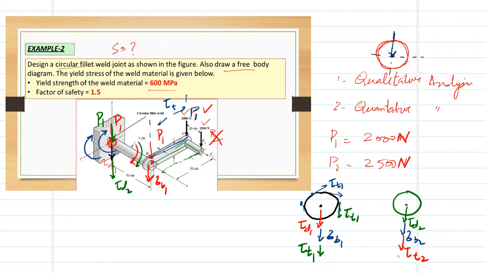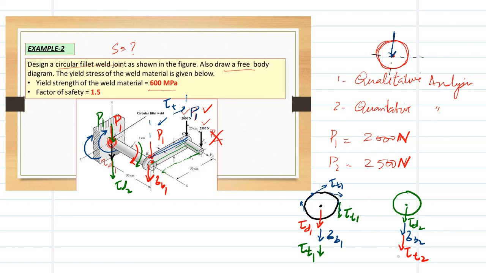For one load, we have three stresses: direct shear, bending stress, and torsional shear stress. For the second case, we have the same kinds of stresses. Both loads are there. Now, the important thing here is to try to understand how they will be added together. So sigma B1 and sigma B2 are considered as normal stresses, whereas tau D1, tau T1, tau D2, tau T2 are considered as shear stresses.